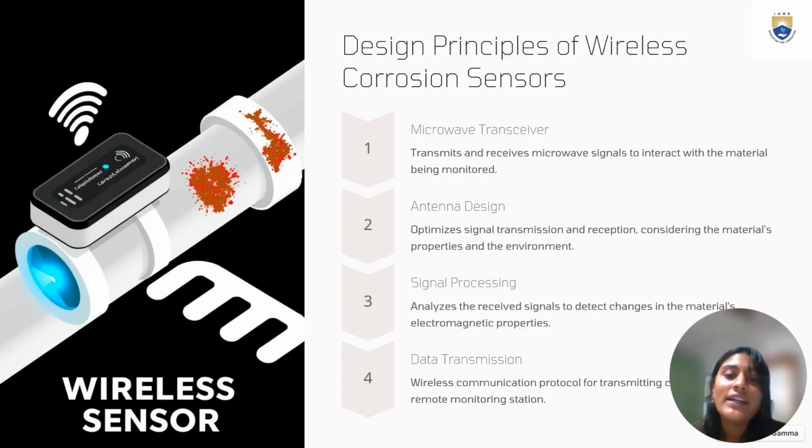What is a microwave transceiver? It sends and receives microwave signals interacting with the corroding material. Antenna design optimizes the maximum signal efficiency, considering the material's properties and environmental conditions. The signal processing unit analyzes the received signal to detect subtle changes in electromagnetic properties. Wireless data transmission sends real-time corrosion data to a remote monitoring station. These components work together to provide continuous real-time monitoring without physically touching or damaging the material.